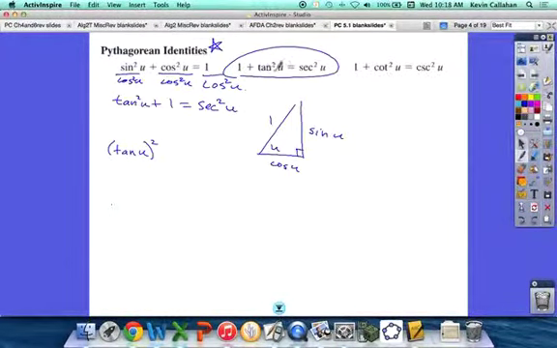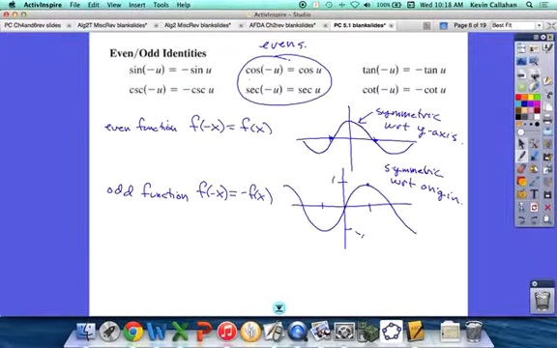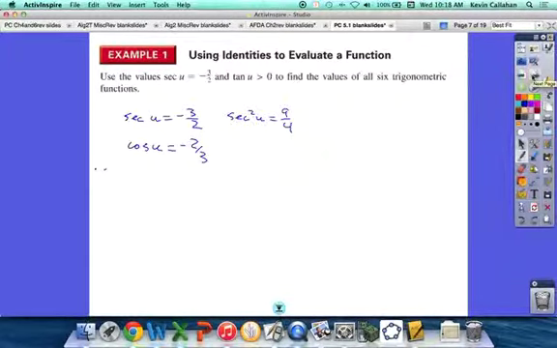Right there. 1 plus tan squared equals secant squared. So we can use that here. So that's going to be equal to 1 plus tan squared. So now we could solve that for the tangent. Right, so that'll be 9/4 minus 1, or minus 4/4, is 5/4. 5/4 equals tan squared. So what is the tangent?